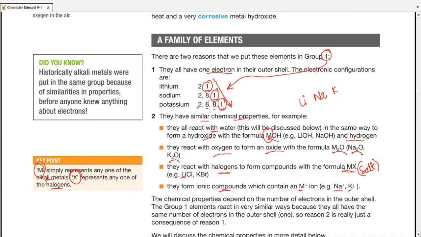They get a plus one charge on them because they have one electron in their outermost shell, which they can lose to have the plus one charge. So the chemical properties depend upon the number of electrons in the outermost shell. And since they all have one electron in their outermost shell, they all behave in the same way. So reason two is actually a consequence of reason one. So similar chemical properties is actually a consequence of having a similar number of electrons in their outermost shell. Right? Good. Moving on.